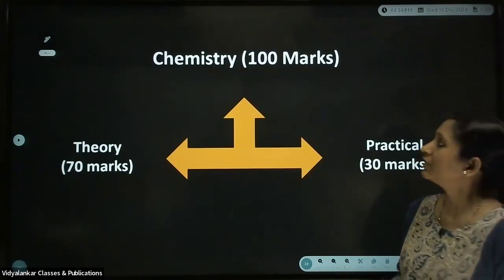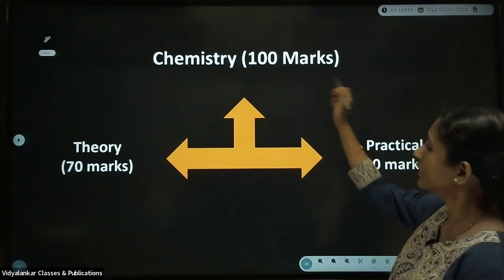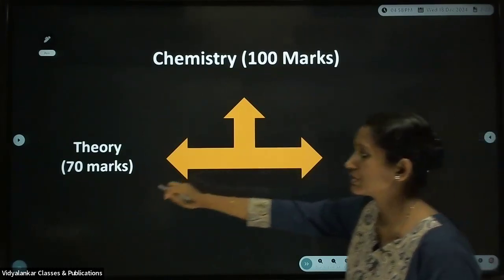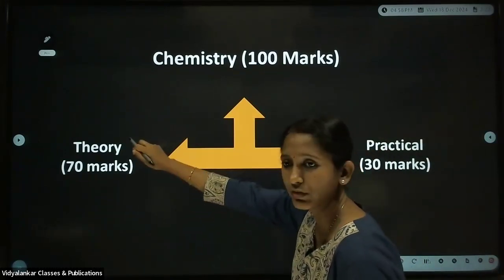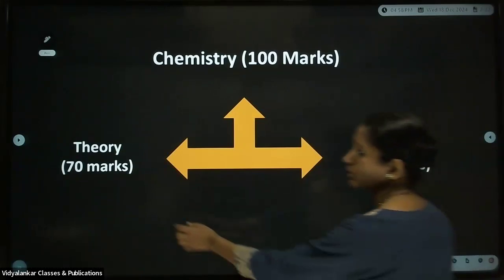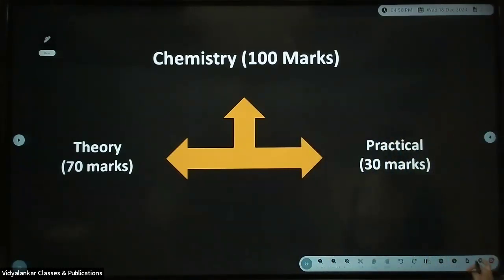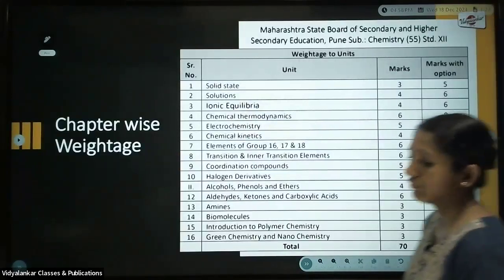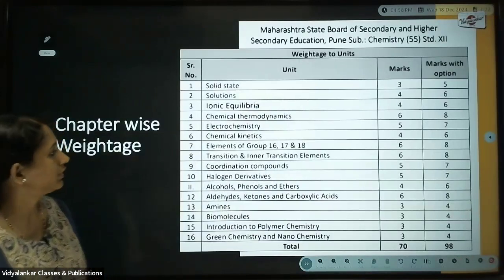As we know, the chemistry paper is of 100 marks. These 100 marks get distributed as 70 plus 30, where 70 is theory and 30 is practical. So today we are going to discuss our theory paper. Students, this is the chapter-wise weightage.